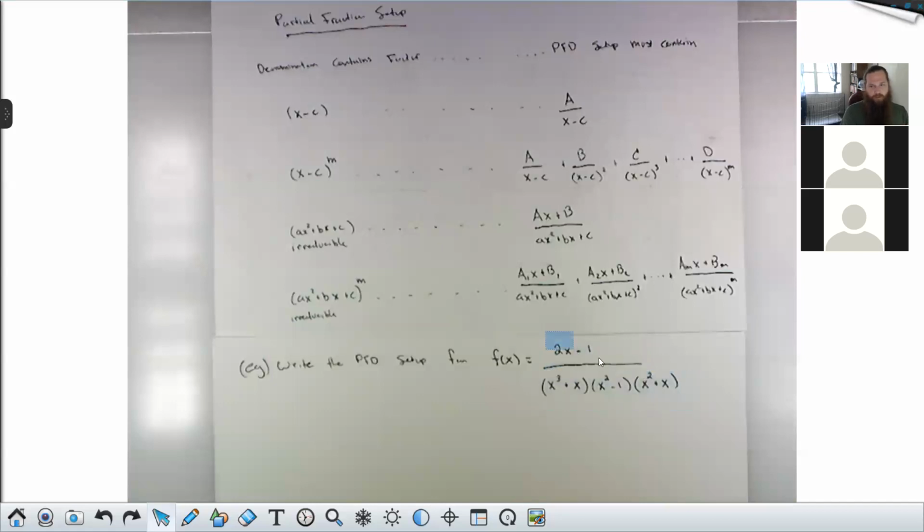Now the degree of the top here, this is a linear function. The degree of the bottom here is 3 plus 2 plus 2 is 7. So 1 is indeed smaller than 7. So yeah, it is a proper rational function, no long division called for.